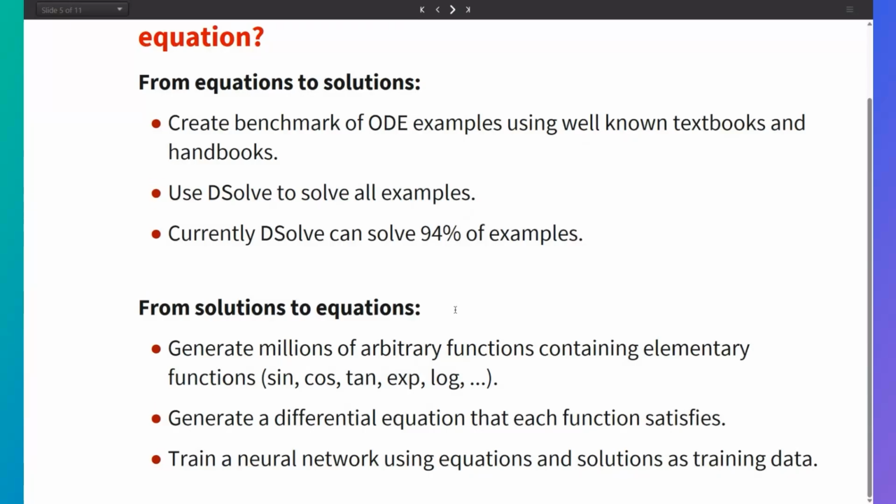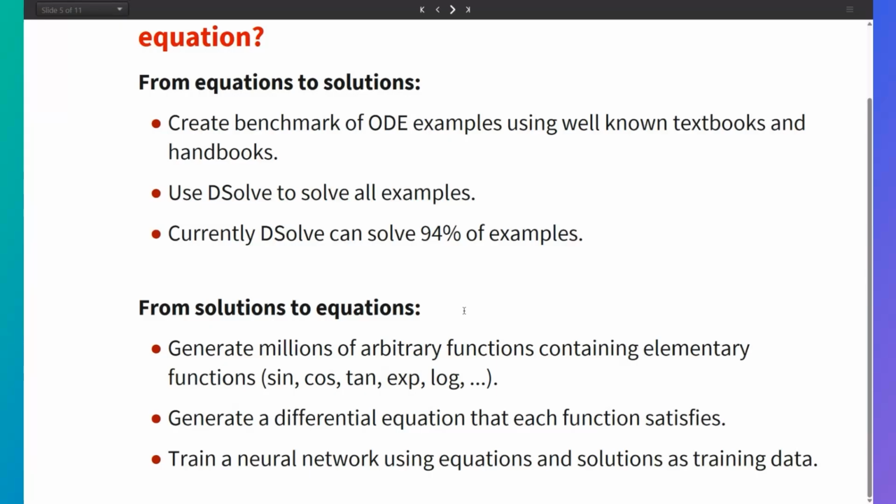Of course, in this case, the success rate will be much lower than 94% because these are arbitrary differential equations, and DSolve can solve only several types of differential equations and cannot solve arbitrary differential equations. But in this case, we will get millions of differential equations together with their solutions, and we can use these differential equations and solutions as training data to train a neural network, which in its turn can be used to try to find solutions for some other differential equations.